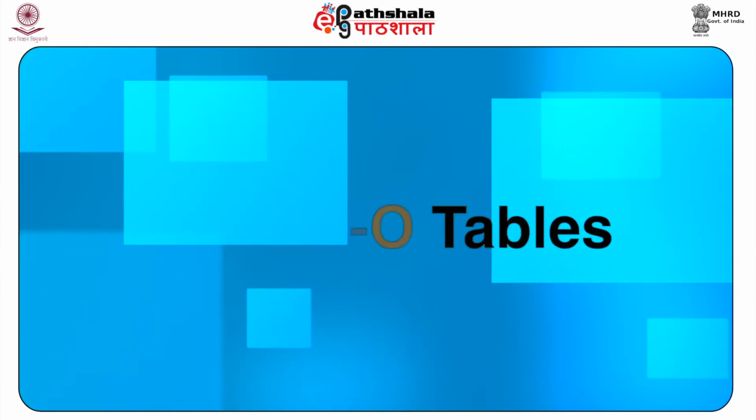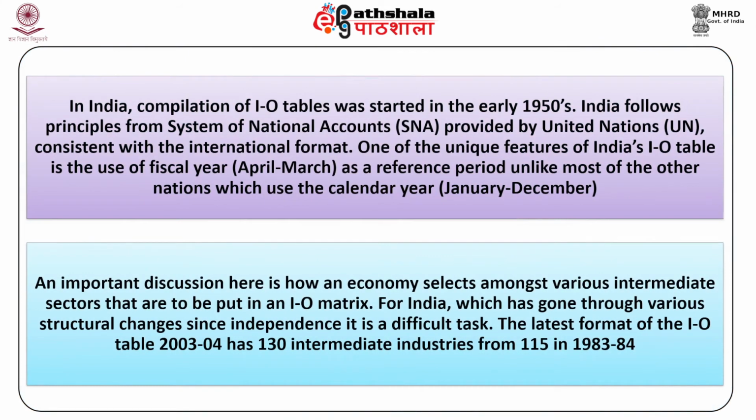Indian IO tables. In India, compilation of IO tables was started in early 1950s. India follows principles from the System of National Accounts, that is SNA, provided by the United Nations, consistent with international format. One of the unique features of India's IO table is the use of fiscal year, that is April to March, as a reference period, unlike most of the other nations which use the calendar year, that is January to December.